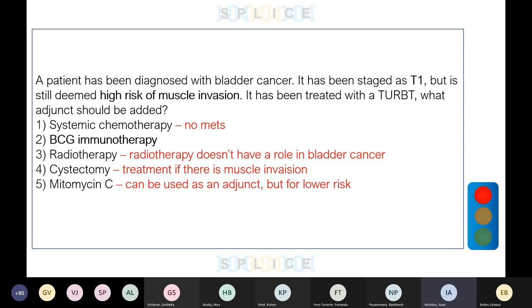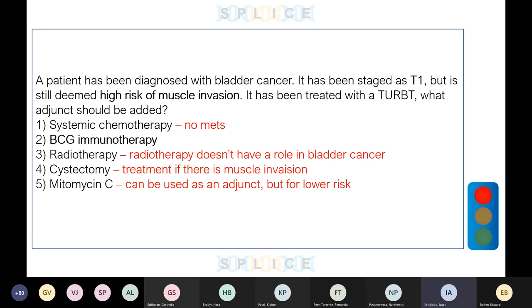So this patient basically has a low risk cancer. It's T1, so it's not metastasized anywhere. But I don't know how they deem it the high risk of muscle invasion, but somehow they do. I guess maybe it's potentially close to the wall on imaging.